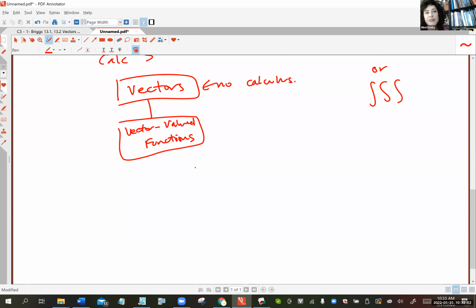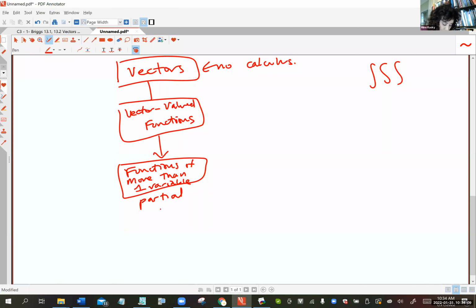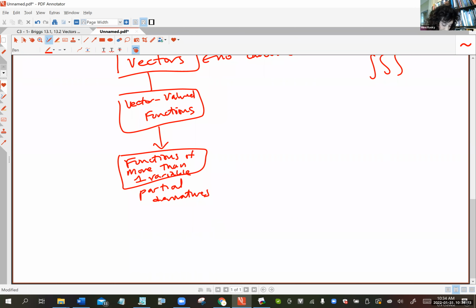Those are fancy curves. After we get done with vector valued functions, we're going to learn another kind of function, functions of more than one variable. And that's where the surfaces come into play. And this is where you're going to learn how to do what's called partial derivatives. And then after that, the next module is where we do multiple integration. That's the double and triple integrals.